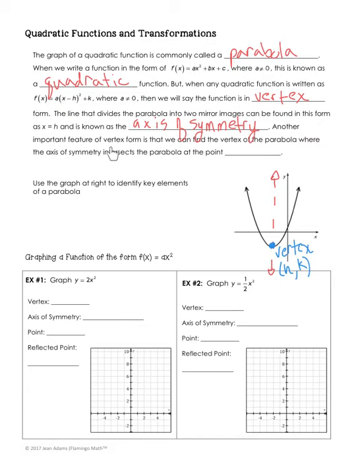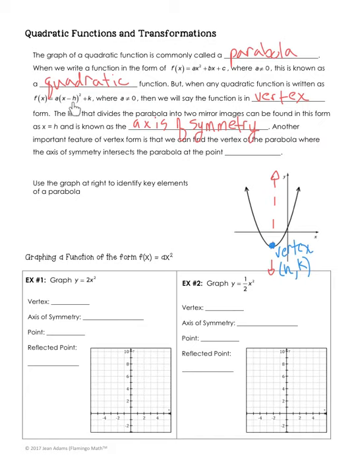Another important feature of vertex form is that we can find the vertex of the parabola, where the axis of symmetry intersects the parabola at the point. And they're talking about this point right here. So as you look at this vertex form, the opposite of h, because you know it says a negative here, so think negative, okay, it means the opposite.